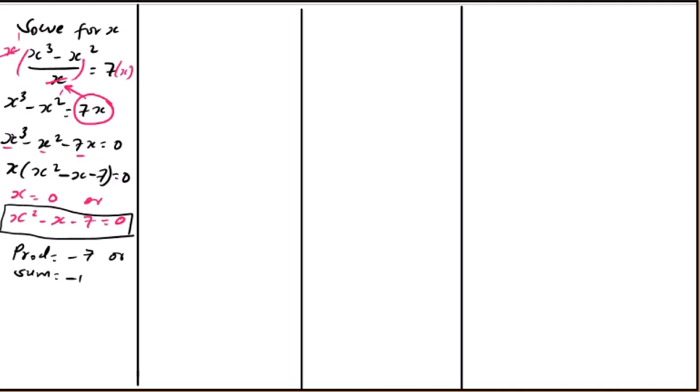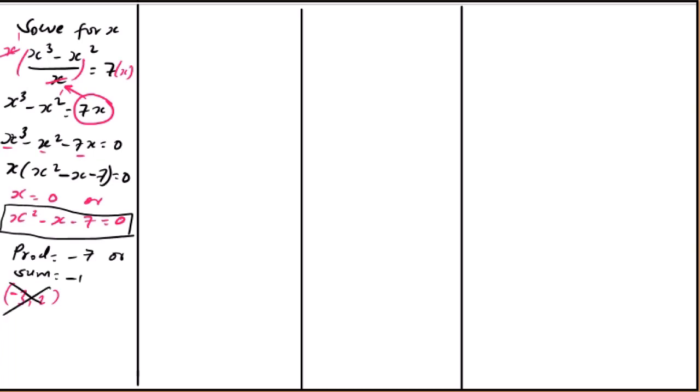We need two numbers. Let's think of negative 3 and 2. When we multiply these, do we get negative 7 or no? When we add, do we get negative 1? Yes, but the product is different. Therefore this one can't work.